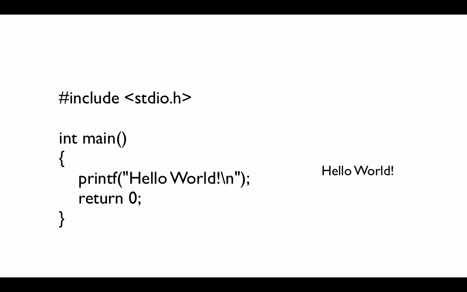Finally, once it's done that, it moves on to the next line, and the next line is this return 0 line. All this does is it tells the program to leave the main function, and when you leave the main function, the program ends.